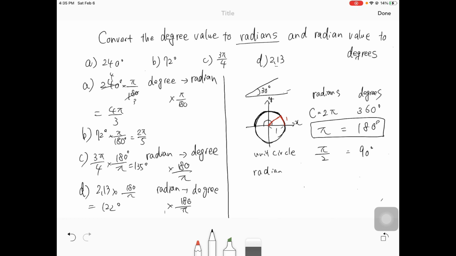So again, let me conclude. If you want to find radian to degree, you have to multiply by 180 over pi. But if you want to find degree to radian, you have to multiply by pi over 180. That's because pi is equivalent to 180. That's it.